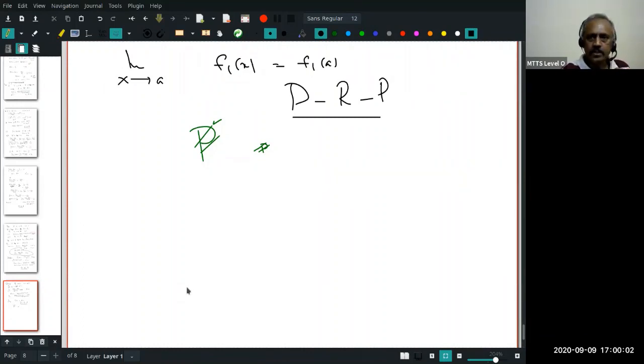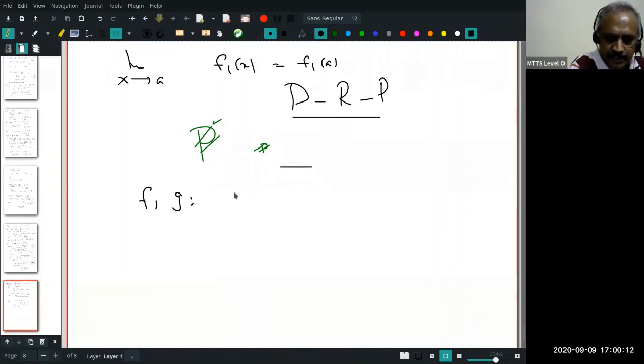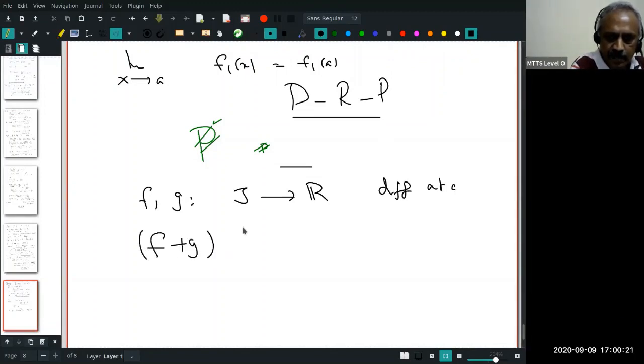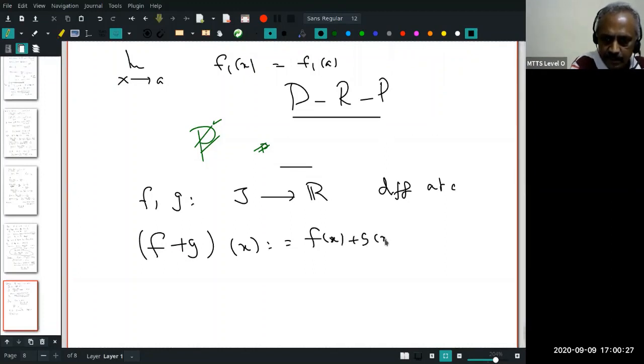Since I have only about 5 minutes, I started at 4:05, let me finish at 5:05. Let me just do one simple thing. f and g are differentiable at a. Then I have a new function f plus g, a function from J to R. It is defined as f(x) plus g(x). What do I want to know? I want to know whether f plus g is differentiable at a.